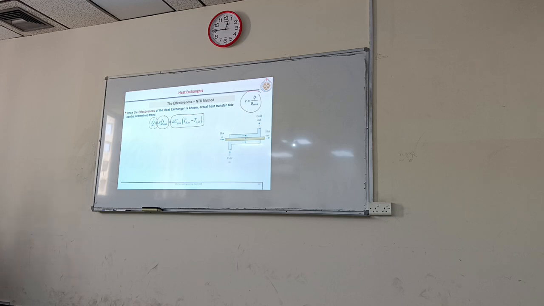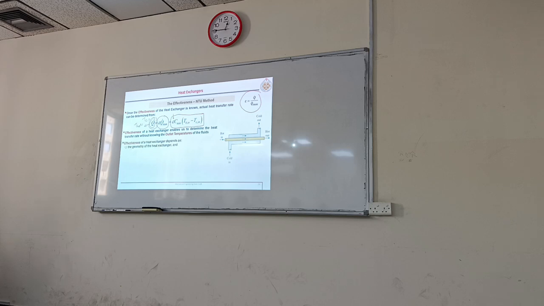So far, any question? Okay. So from here, if I know effectiveness, I can find out Q dot, and I can find out THO and TCO. All right.